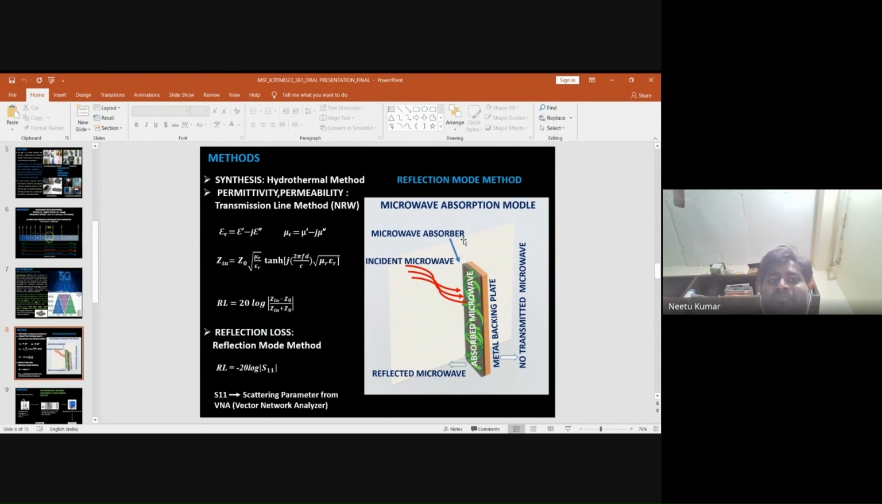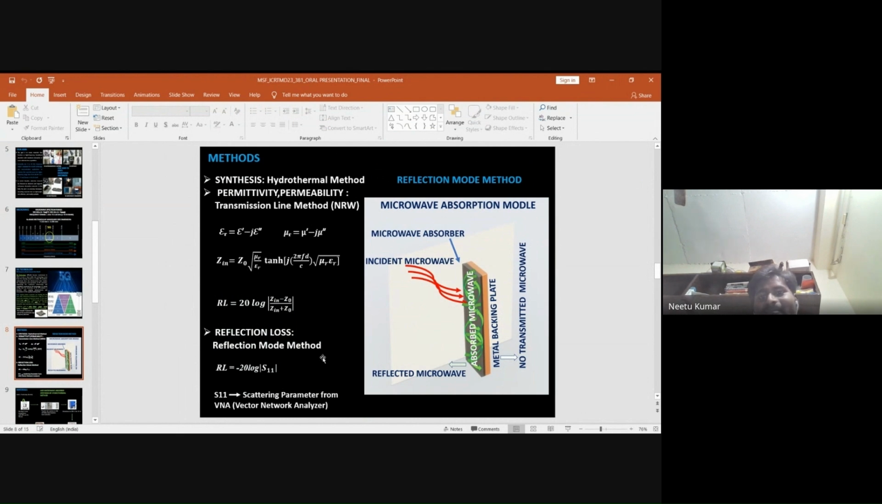Sir, this is a synthesis methodology by hydrothermal technique, and this is the microwave absorption properties measurement by the NRW algorithm in a VNA, an electronic vector network analyzer. That is the frequency range, and those are some equations for epsilon and mu, the permittivity and permeability, and this is the next equation for impedance Z. This is the reflection loss equation: RL = 20 log |(Z_in - Z_0) / (Z_in + Z_0)|. That is the reflection loss formula, and this is the transmission line method using the NRW algorithm. This is a second method for reflection loss: RL = -20 log |S11|.